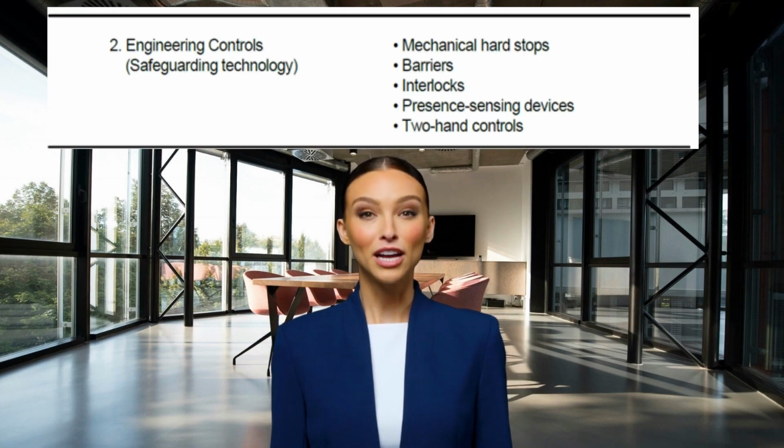2. Engineering controls. These are physical changes to the workplace that isolate people from the hazard. This might include machine guards, safety interlocks, ventilation systems, or gas detection sensors. The key advantage? Engineering controls don't rely on workers doing something right, they're built into the system.